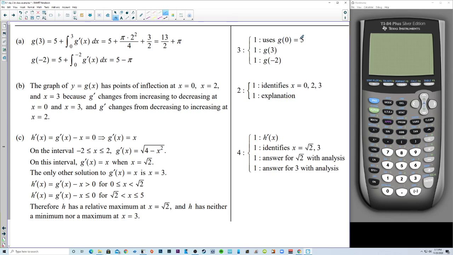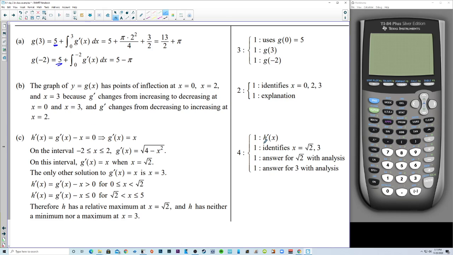So there we have one point for using g of 0 is 5, one for g of 3, and finding the value for g of -2. So one for using the fact that we're starting out with 5. The graph of y equals g of x has points of inflection at 0, 2, and 3 because g prime changes from increasing to decreasing. And then g prime changes from decreasing to increasing at x equals 2.